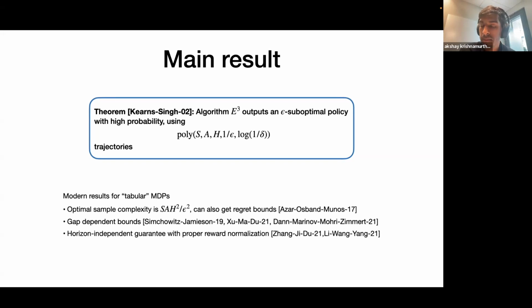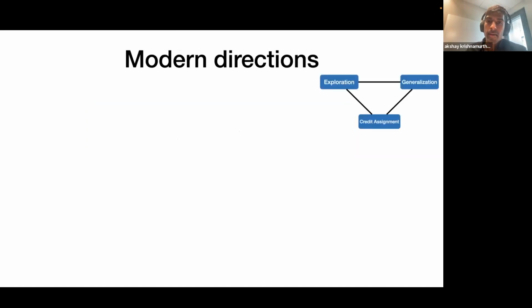And there's also some other formulation where the rewards are normalized in a different way, where you can actually get guarantees that are independent of the horizon altogether. So this is one topic that's quite active in the modern RL theory world. But actually all of those things are still only focusing on both exploration and credit assignment. So another direction that people are starting to work on now, over maybe the last 5 or 7 years, is about how to do exploration, generalization, and credit assignment at the same time.